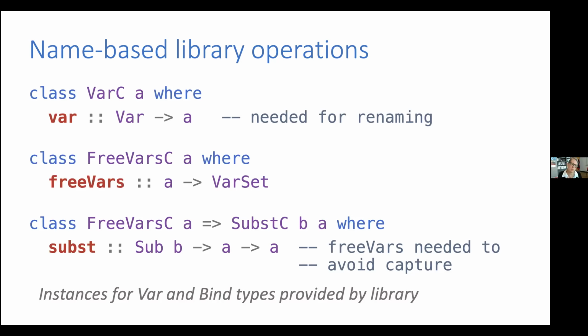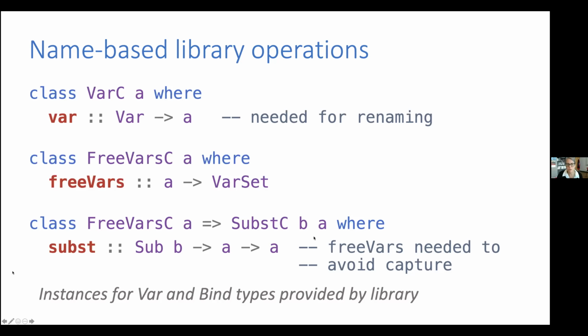The client needs to make instances of these 3 different classes for their expression type. So the first instance is just going to be saying, this is the var constructor for my data type. The second one is saying, here's how to calculate the free variables of the data type. And the third one is saying, here's how to substitute for B's inside of an A.